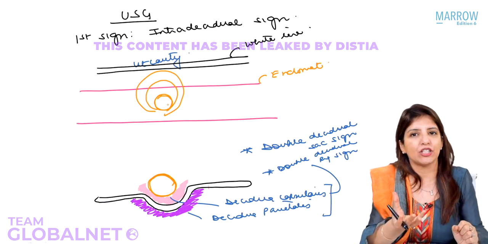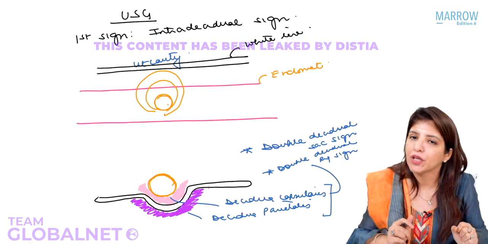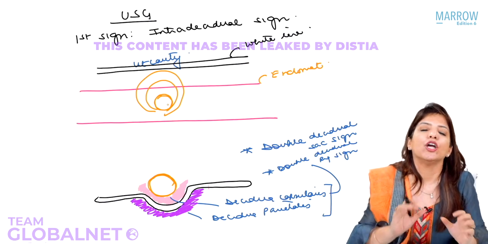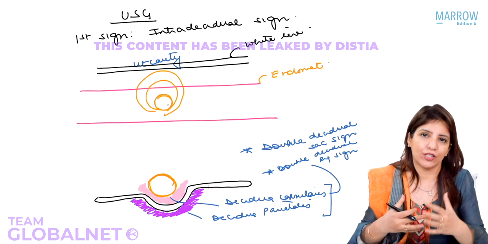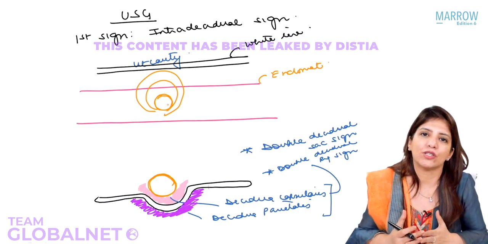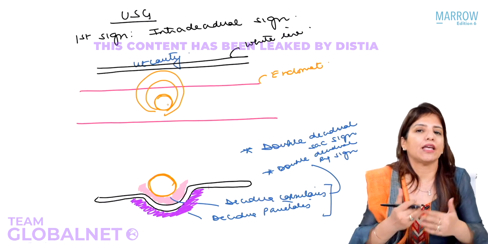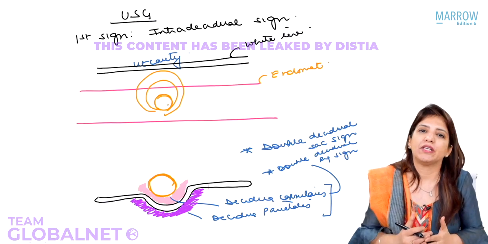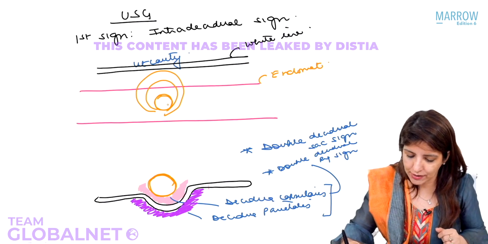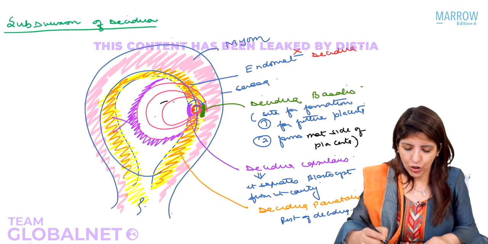The uterine cavity complex will get indented, right? And this blastocyst will be surrounded by two layers of decidua. The inner layer of decidua will be decidua capsularis and the outer layer of decidua will be decidua parietalis. Same thing you can understand in this image which we had drawn here. It's the same thing.